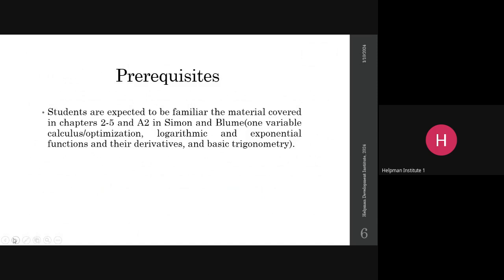So these are the prerequisites. Students are expected to be familiar with the material covered in chapters 2 to 5 and A4 in Simon and Blume. So we just move to the main details of the subject, that is, we start with chapter 6. We believe that every candidate here is familiar with chapters 1 to 5, which are very simple to handle. So let's move to the next.